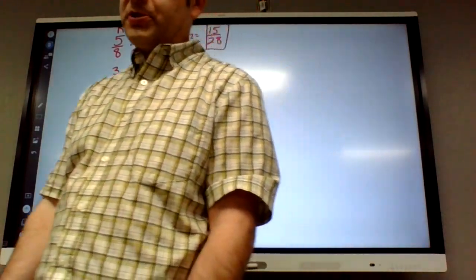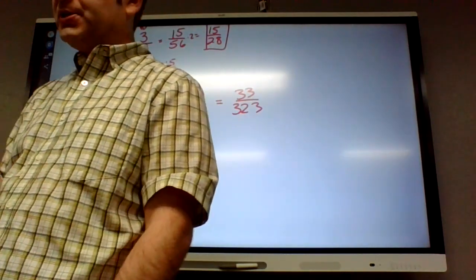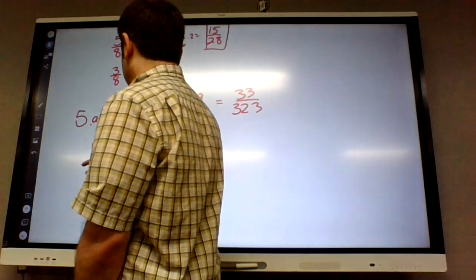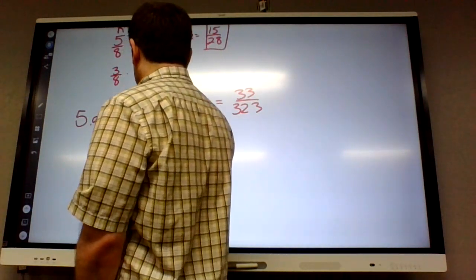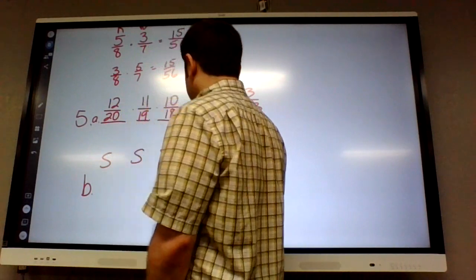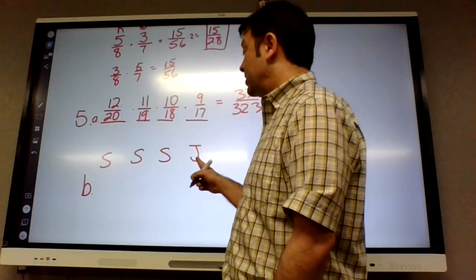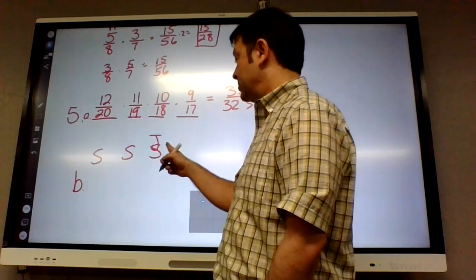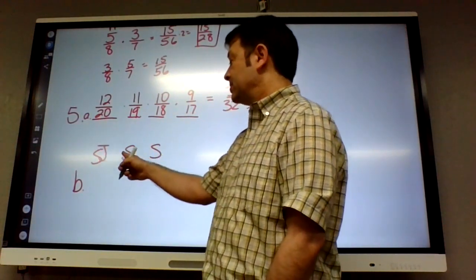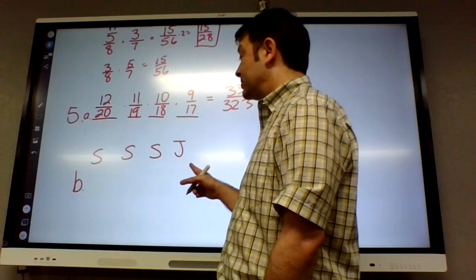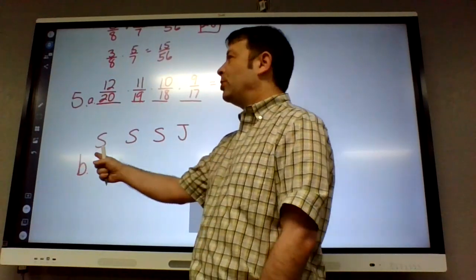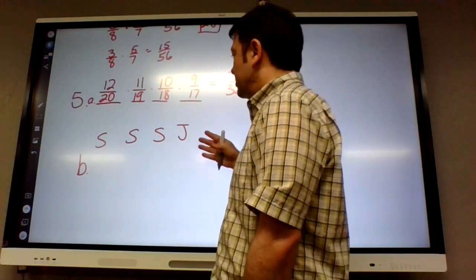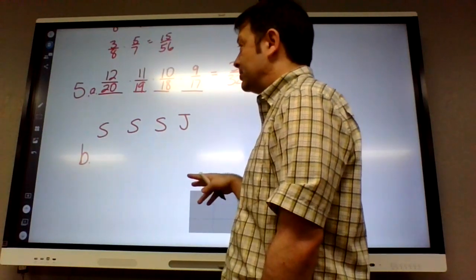Okay. Second one. What's the probability of exactly 3 seniors? Okay, this is definitely more like yesterday's. So, if we want exactly 3 seniors, it could be senior, senior, senior, junior. But what else could happen? Who has a junior right in the middle? The junior could be in that spot, or that spot, or that spot. So there's actually 4 different ways this could happen. So we're just gonna find one way it could happen. Senior, senior, senior, junior. And then just multiply by 4 and we should be good.